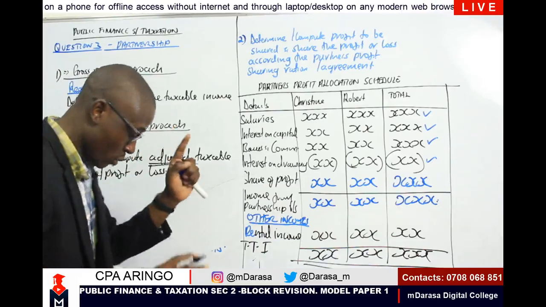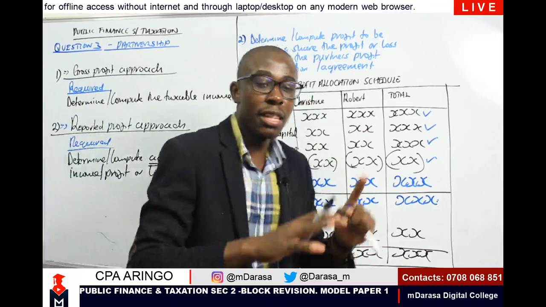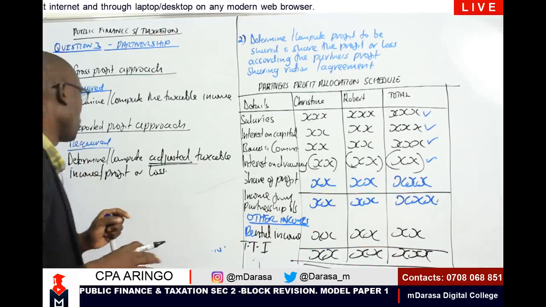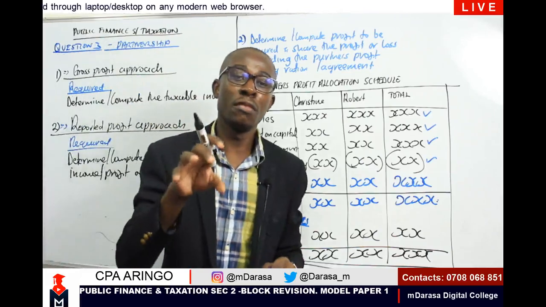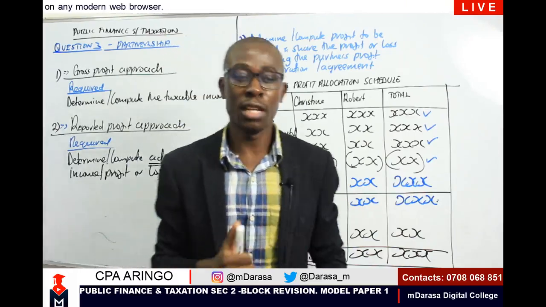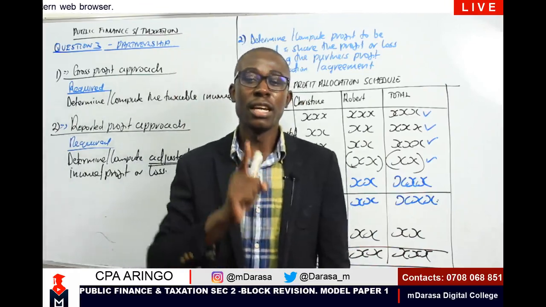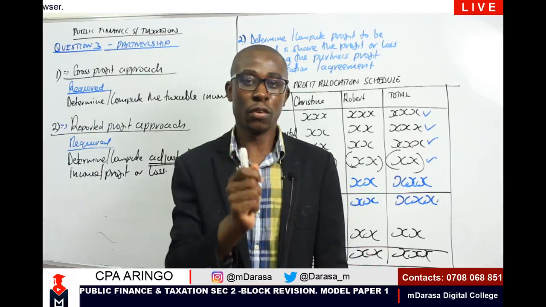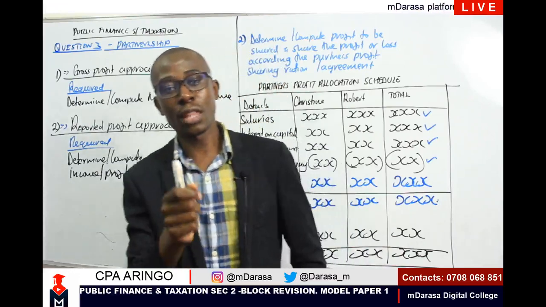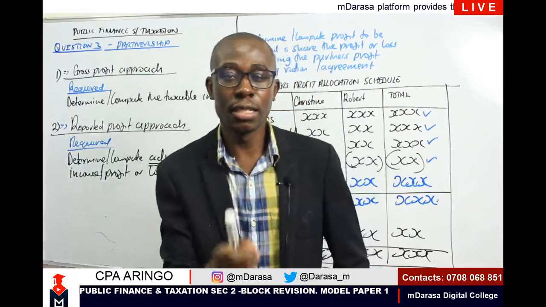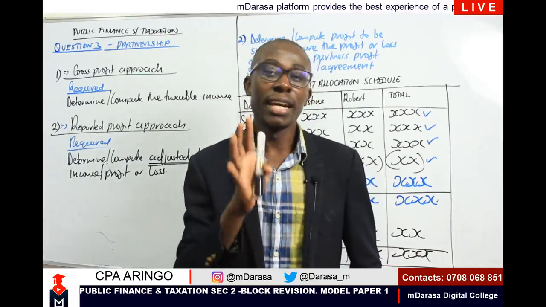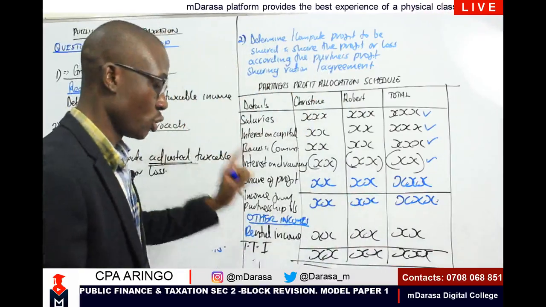But mark this concept very well. In the event that you have been asked to determine your adjusted taxable income or profit, and you are not given this reported profit, kindly use the gross profit approach. I repeat that again: if you are asked to determine the adjusted taxable income or loss and you are not given the reported profit, my good students, use the gross profit approach.